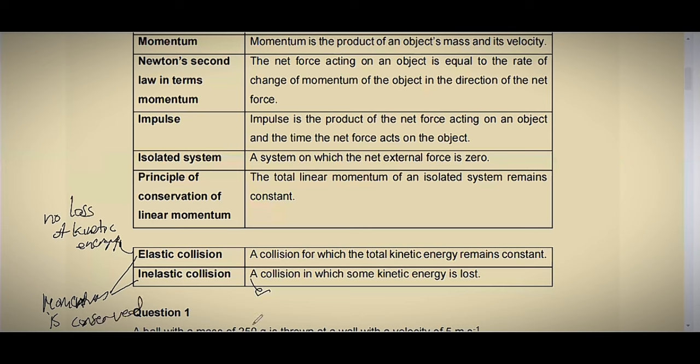So for both these collisions, we say momentum is conserved, but then we will understand the concept as we go along tackling the questions.